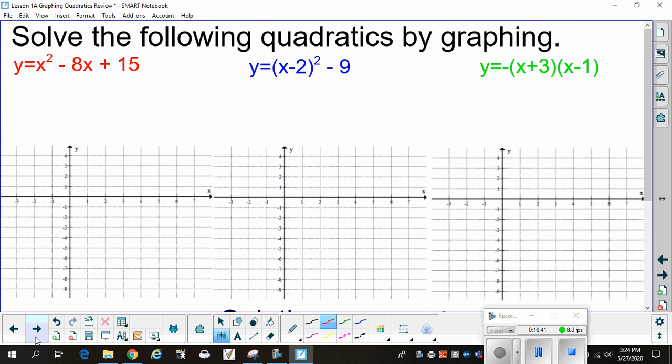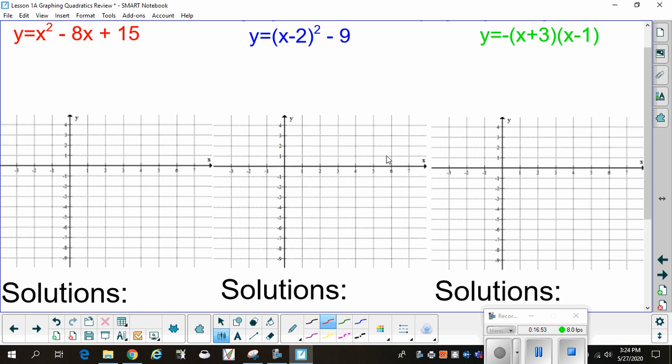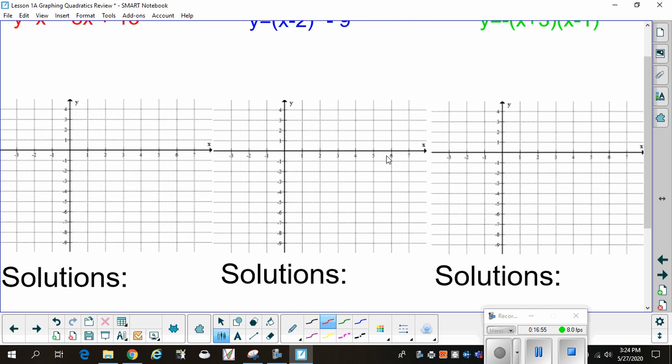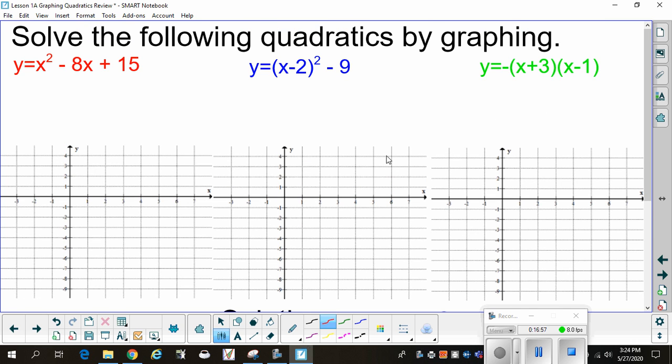Now, solve the following quadratics by graphing. Take a moment. This first one is in standard form. The second one is in vertex form. And this third one is in factored form. So go back and use what we did before. Pause the video and try that. Okay, and then I will come back and put it all together for you.